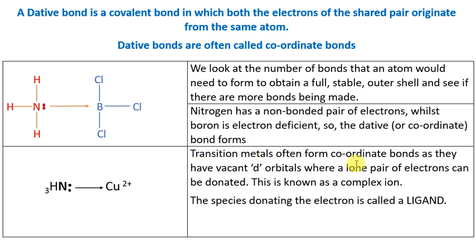Transition metals often form coordinate bonds as they have vacant d orbitals, where a lone pair of electrons can be donated. When this happens, we get something called complex ions. The species donating the electrons is called the ligand. And generally, when we have complex ions, we'll refer to the dative bond as a coordinate bond.